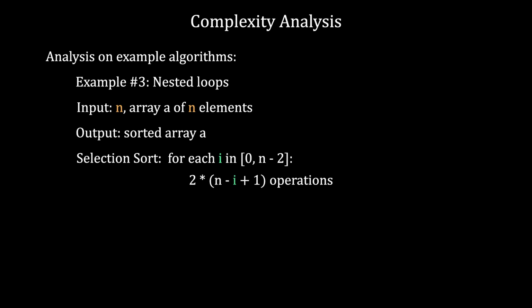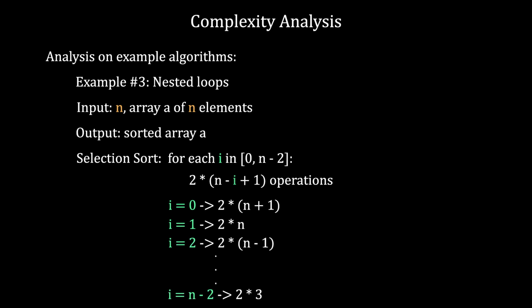As you can see, the number of operations performed inside the for loop depends on the value of I. So in order to count the number of total operations, we need to take each value of I and add the number of operations performed on that iteration to the answer. For I equals 0, there are 2 crossed n plus 1 operations. For I equals 1, there are 2 crossed n. For I equals 2, 2 crossed n minus 1. And so on and so forth. For I equals n minus 2, there are 2 crossed 3 operations.